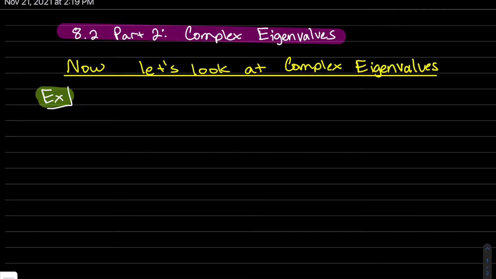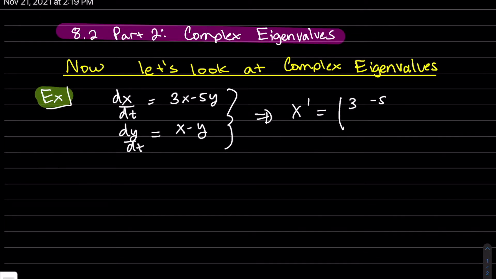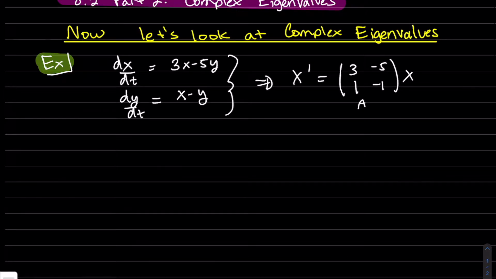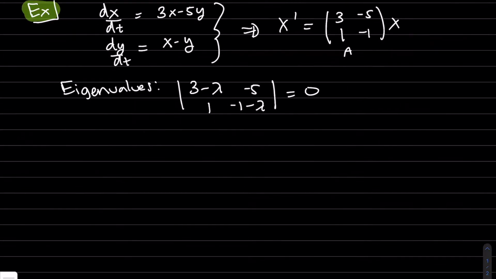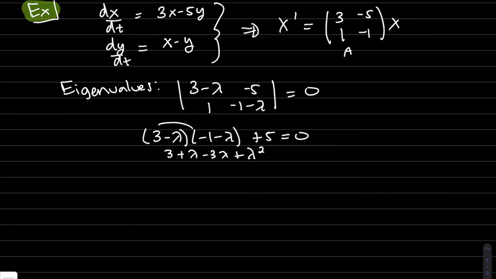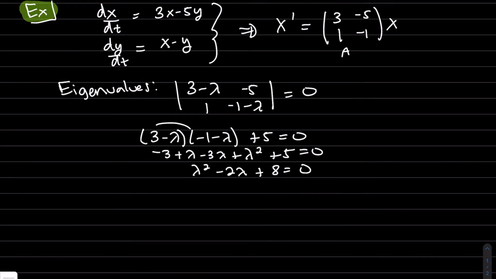Okay, well, let's look at the complex eigenvalues. This is part 2 of 8.2. So there is our differential equation, and this is our A. Let's go ahead and find our eigenvalues. It's a -3 there in the first term that I made a mistake on.